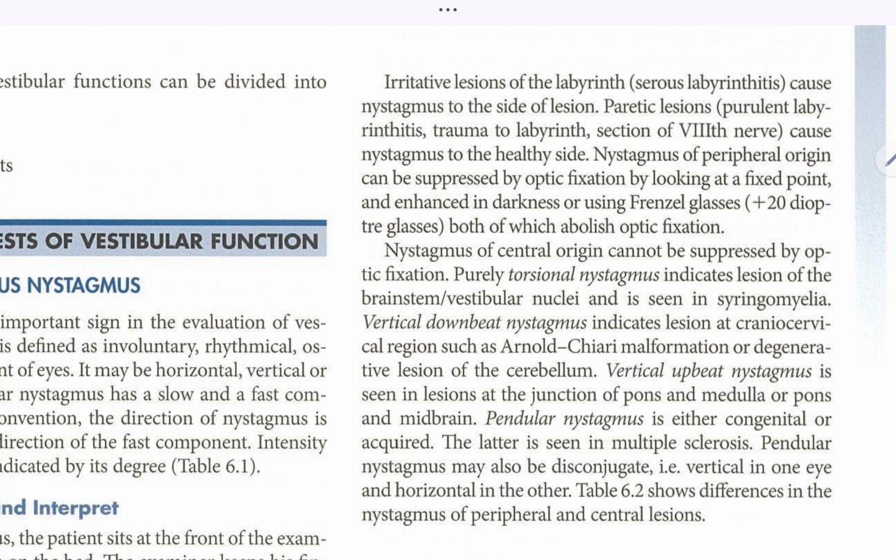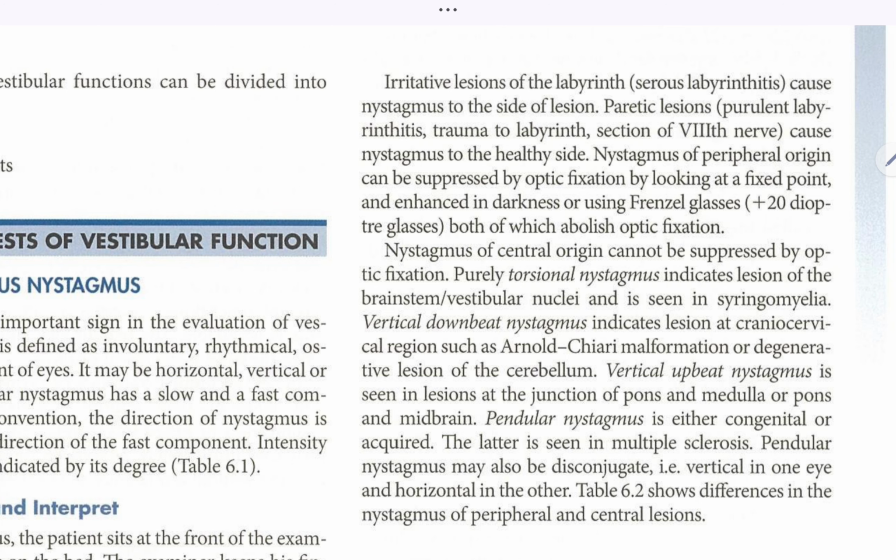Purely torsional nystagmus indicates lesion of the brainstem, vestibular nuclei, and is seen in syringomyelia. Vertical downbeat nystagmus indicates lesion at craniocervical region such as Arnold Chiari malformation or degenerative lesion of the cerebellum. Vertical upbeat nystagmus is seen in lesions at the junction of pons and medulla or pons and midbrain.